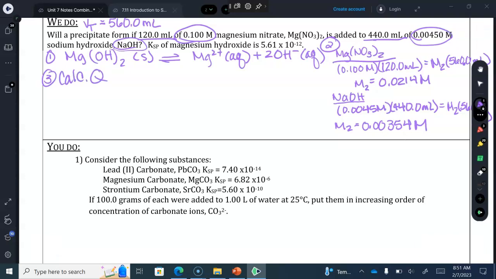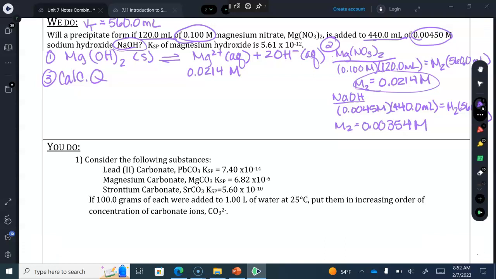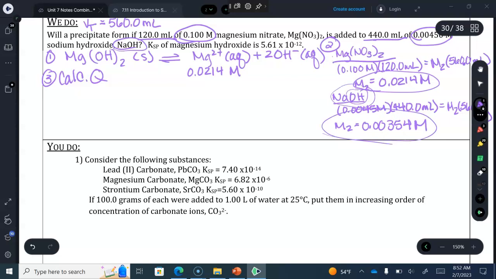And so we need to figure out what our ion concentrations are. So the concentration of magnesium comes from the magnesium nitrate. Well, since it's one magnesium from one magnesium nitrate, this is the concentration of magnesium in the total solution. So this is 0.0214 molar. And then for the hydroxide, we look at the original solution. There is one hydroxide in the sodium hydroxide compound. So it's one hydroxide to one compound. So this is the concentration of it. We don't have to multiply by a coefficient because there is no subscript. Okay? So it is 0.00354 molar.